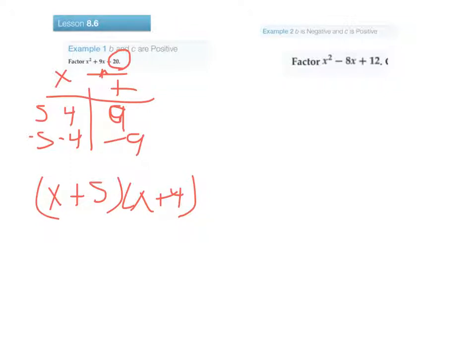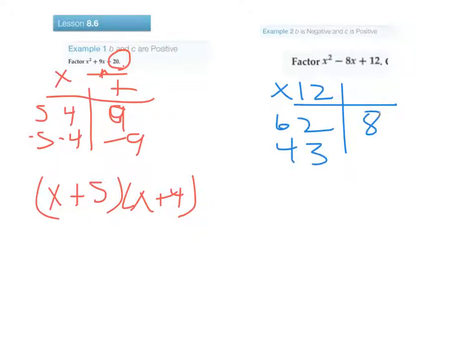So we're looking for two numbers that multiply to give us 20. That's the first column. And when you add them up, we're looking for them to add to that middle term. So let's do the same thing over here. If I want two numbers that multiply to give me 12, numbers like 6 and 2, 4 and 3. And 6 and 2 gives me 8, 4 and 3 give me 7.